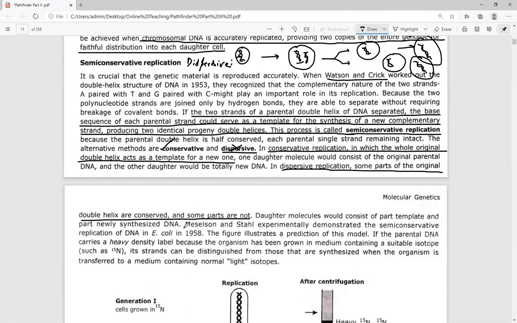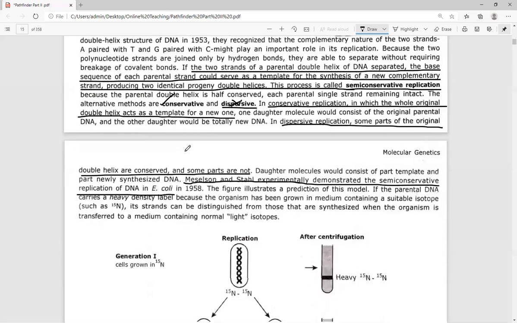It was Meselson and Stahl who experimentally proved that the semi-conservative mechanism of DNA replication holds true in the case of E. coli.